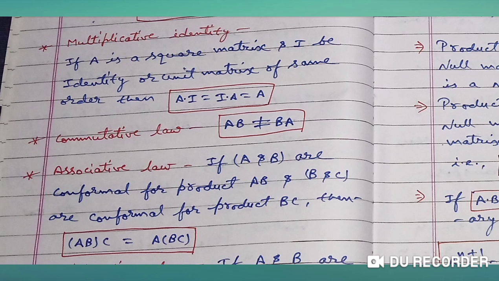So even it will be of order 1, I mean 1 cross 1, 2 cross 2, 3 cross 3. This depends on the number of rows and number of columns, but an identity or unit matrix will always be a square matrix, because in an identity or unit matrix, the diagonal elements are equal to 1. All diagonal elements are 1.